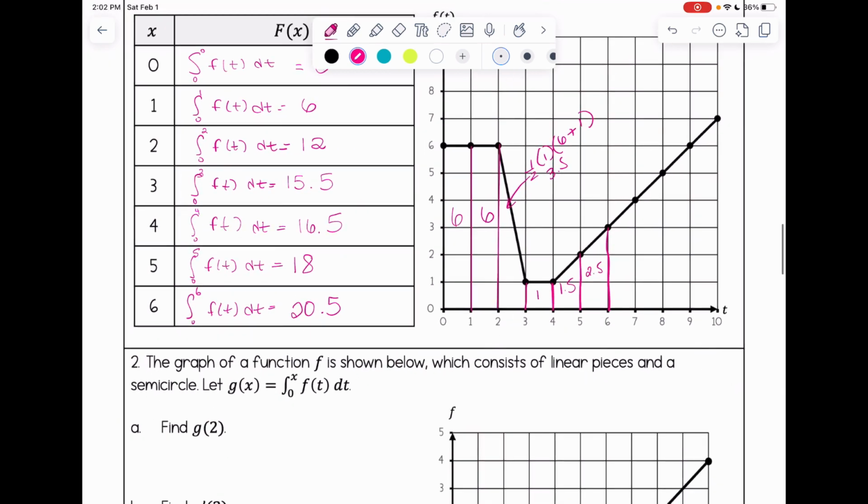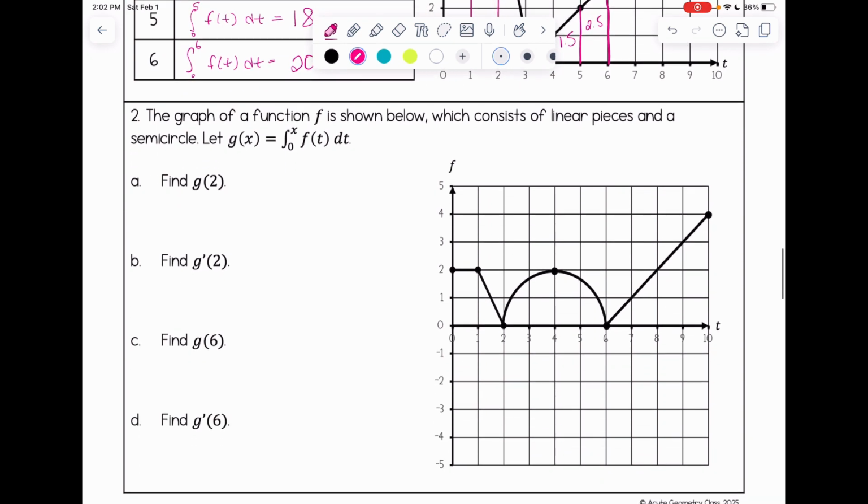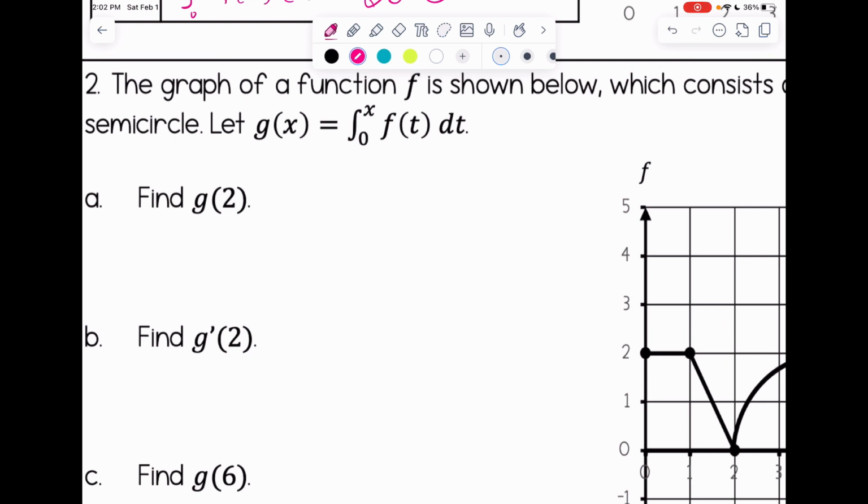Let's take a look at another example. The graph of a function f is shown below, which consists of linear pieces and a semicircle. Let g of x equal the definite integral from 0 to x of f of t dt. We're going to first find g of 2. Well, that's basically the same thing we did on question 1.